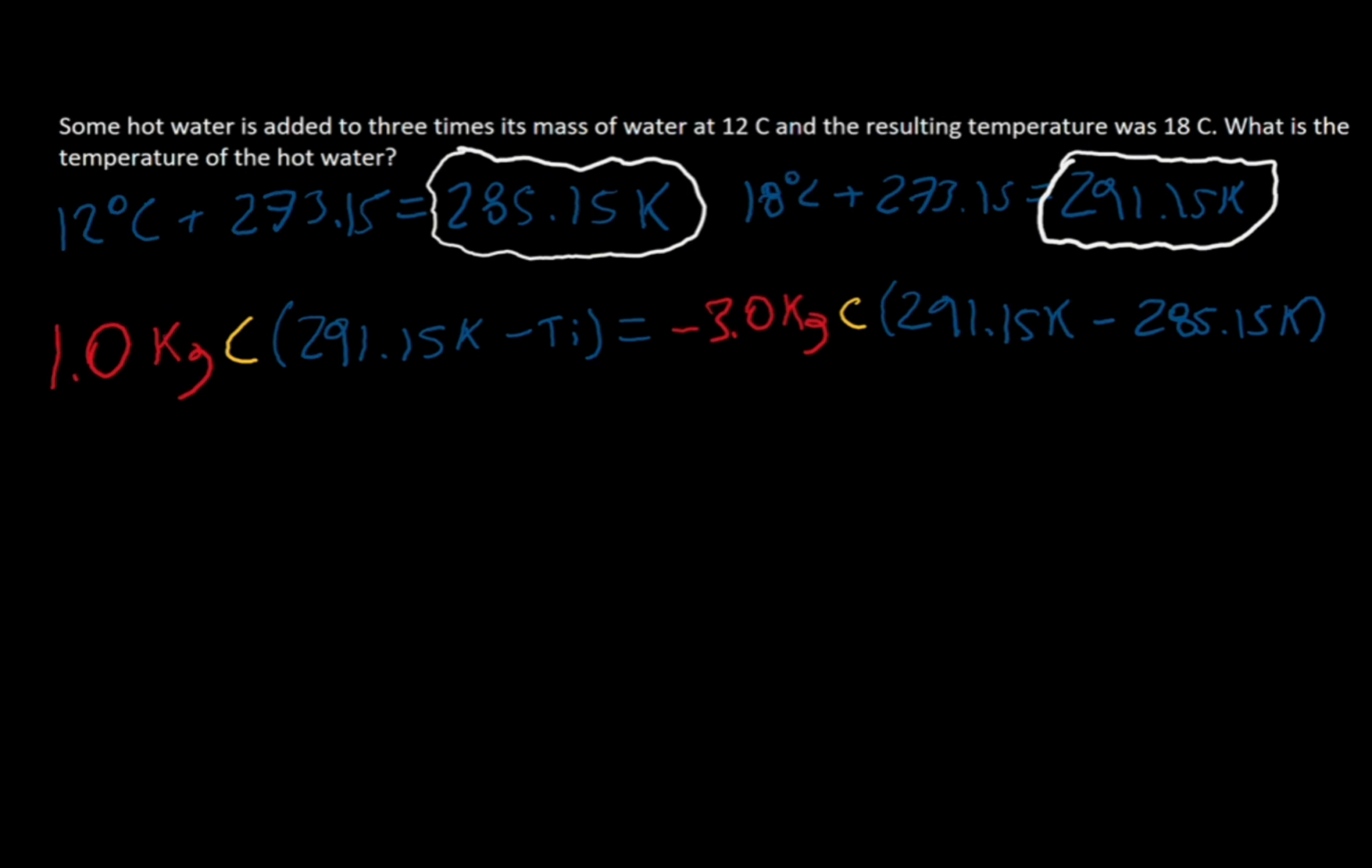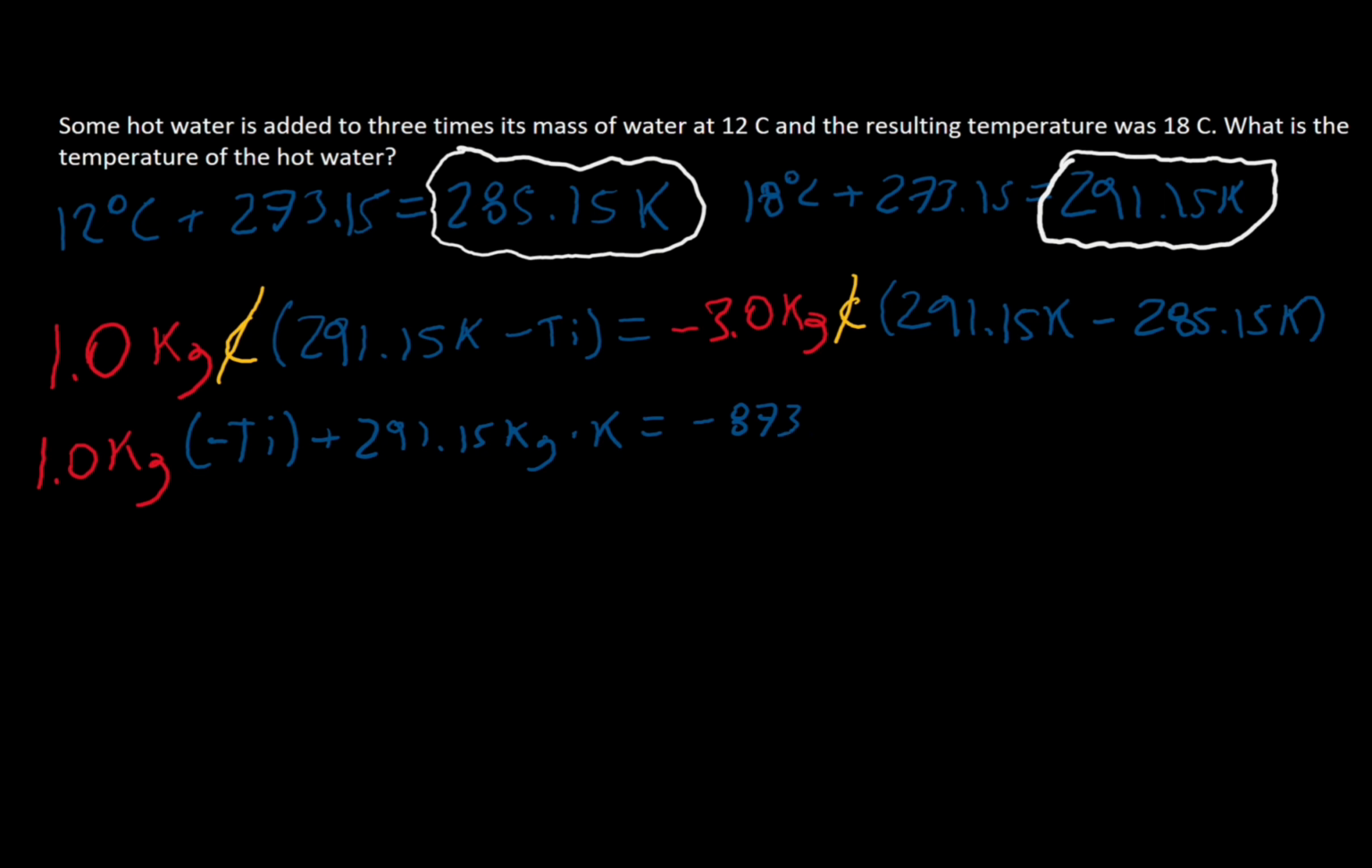Now the reason why I just put the C variable instead of the specific heat capacity of water is because both waters have the same specific heat capacity, so we can simply cross them both out. Moving on, let's distribute the mass into the temperatures, and so this will give us 1 kilogram times negative of the initial temperature plus 291.15 kilograms Kelvin equals negative 873.45 kilograms Kelvin plus 855.45 kilogram Kelvin.